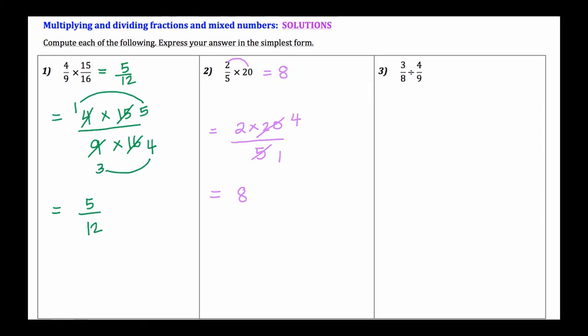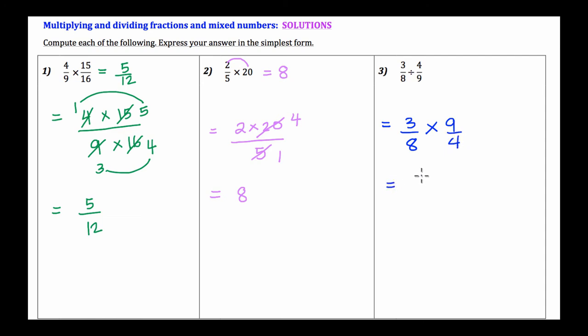Let's start doing the third problem. So remember our rules for dividing. When we are dividing one number by another number, especially when it's fractions, you keep your dividend, which is your first number, the same. You change the division into multiplication and you find the reciprocal of the divisor, which is the second number. So the reciprocal of 4/9 is 9/4. And then you multiply as usual.